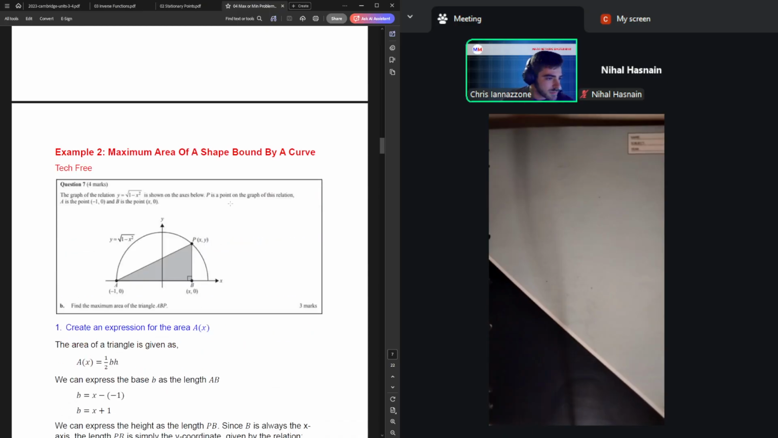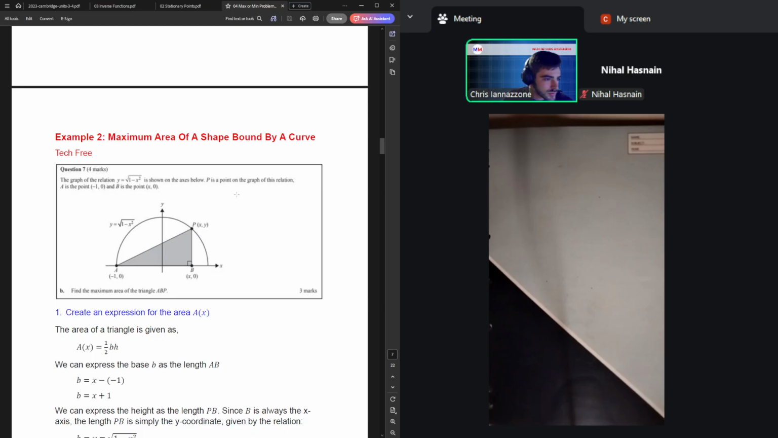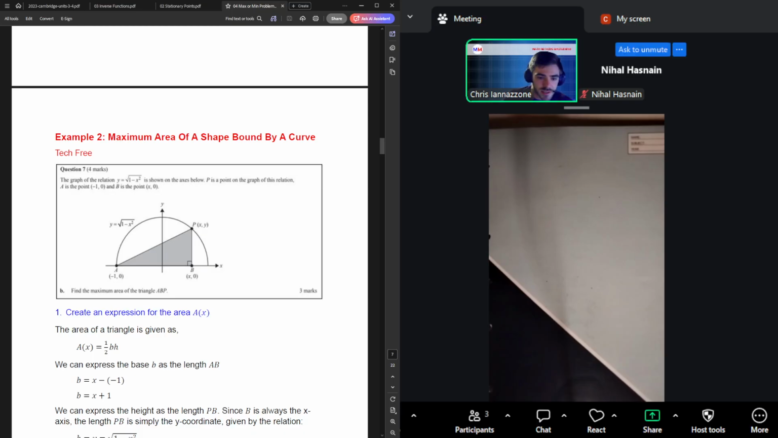There's a bunch more examples. Would you rather me go through more examples, or should we start tackling some of the textbook stuff?